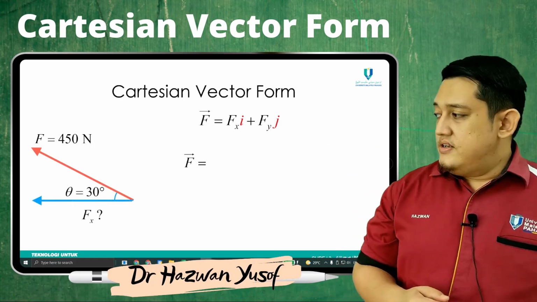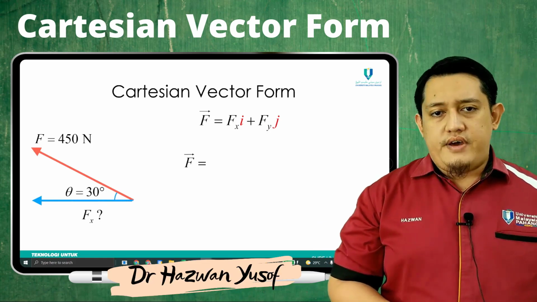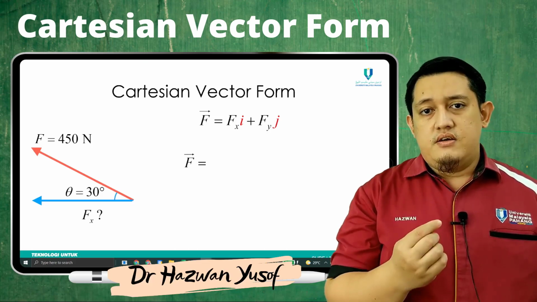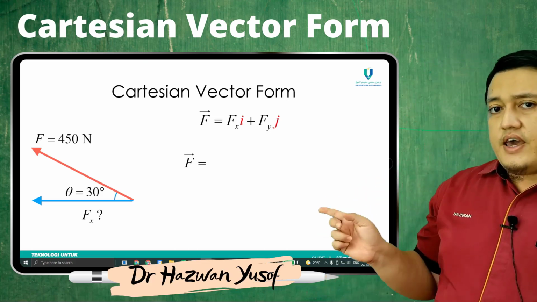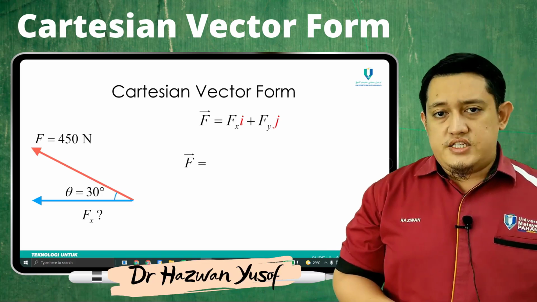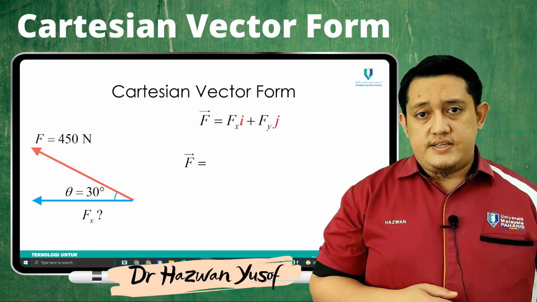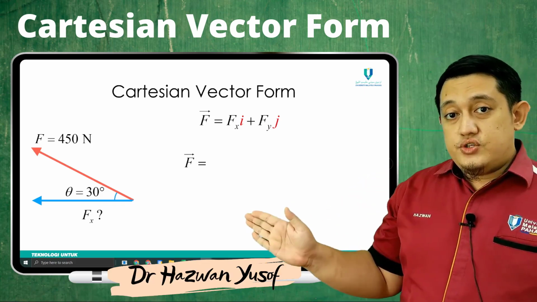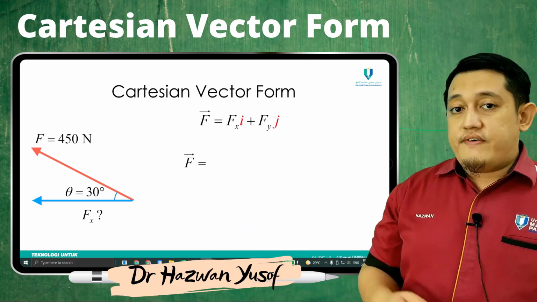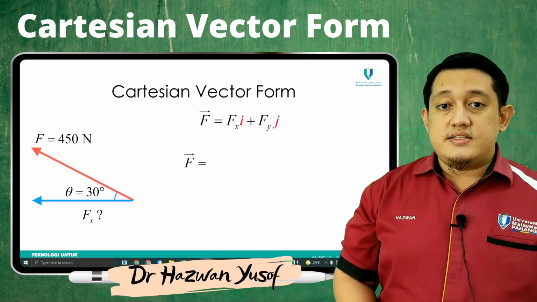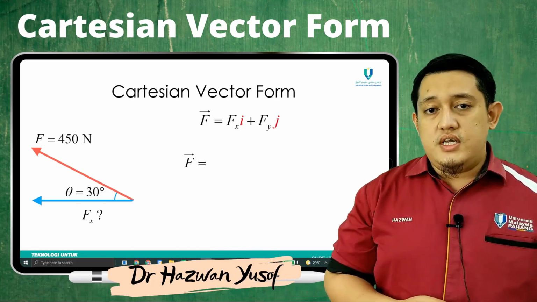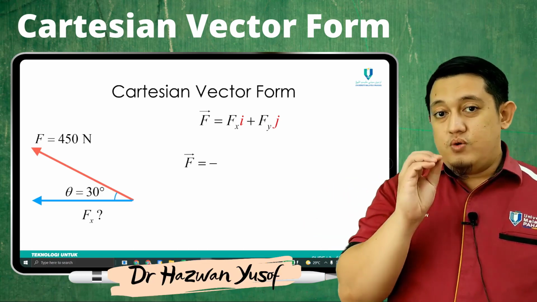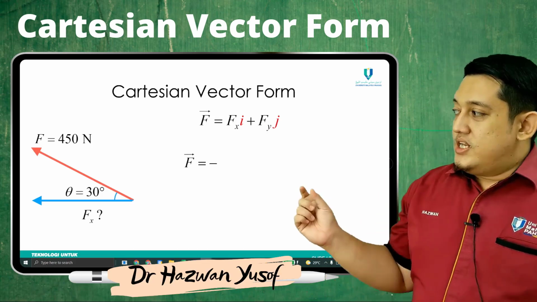First, let's find the value of this Fx. Just like I mentioned before, we need to consider the direction of the force. Fx here is pointing towards which direction, positive or negative? If you learn about vectors, this direction should be the negative direction. So this Fx points towards the negative x direction. Therefore, when we change it to Cartesian vector form, make sure we put negative. We must consider the direction, so it is negative.